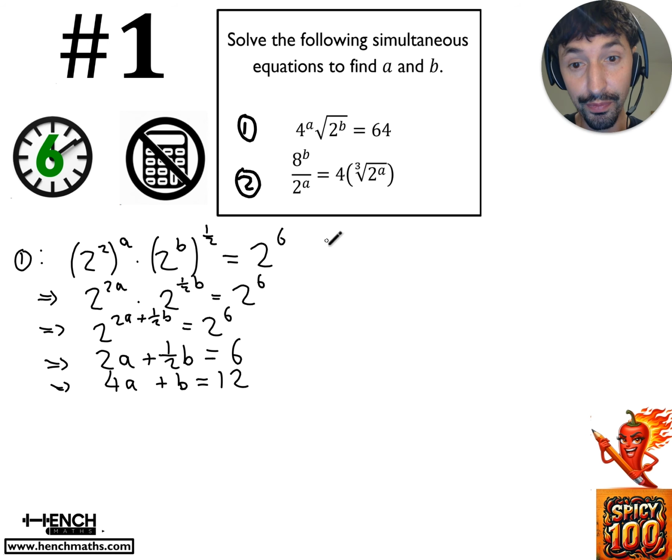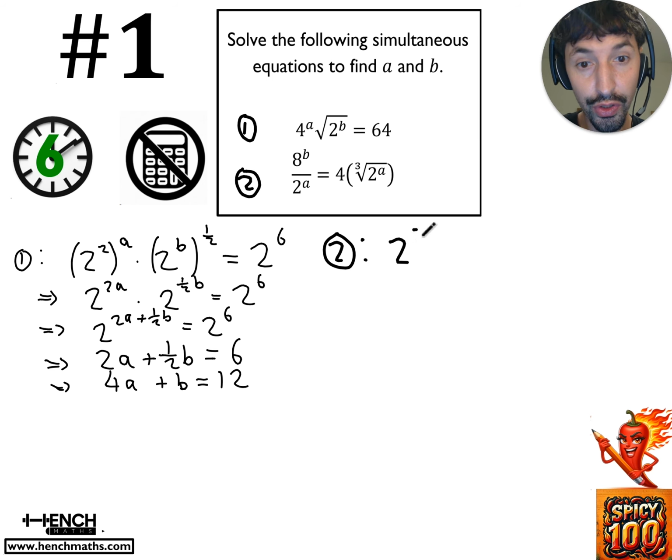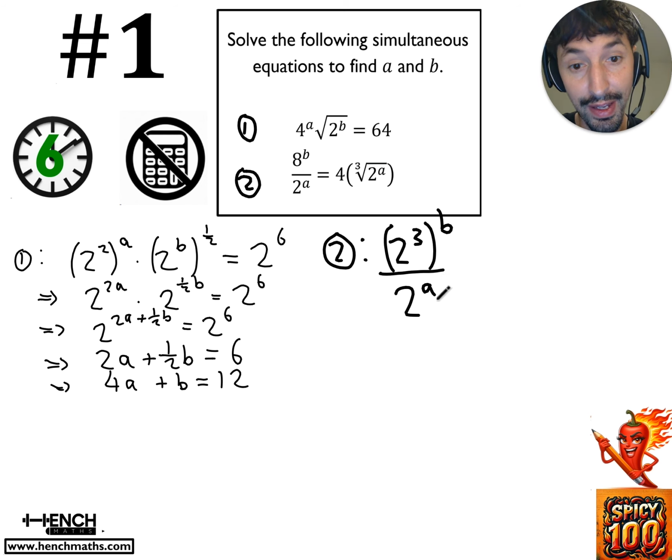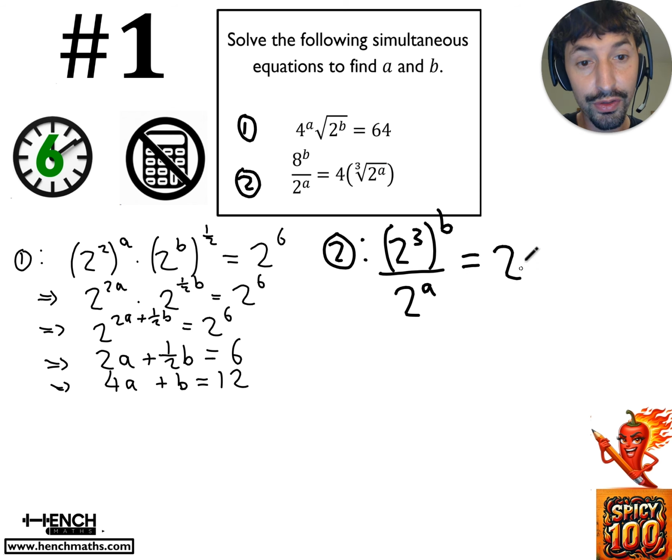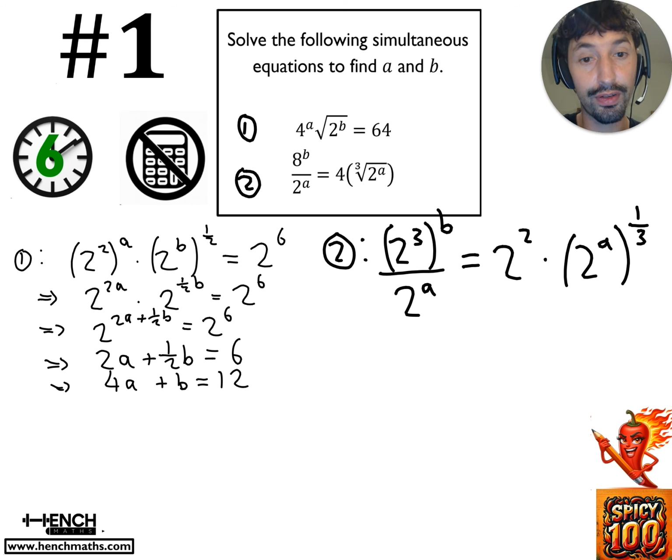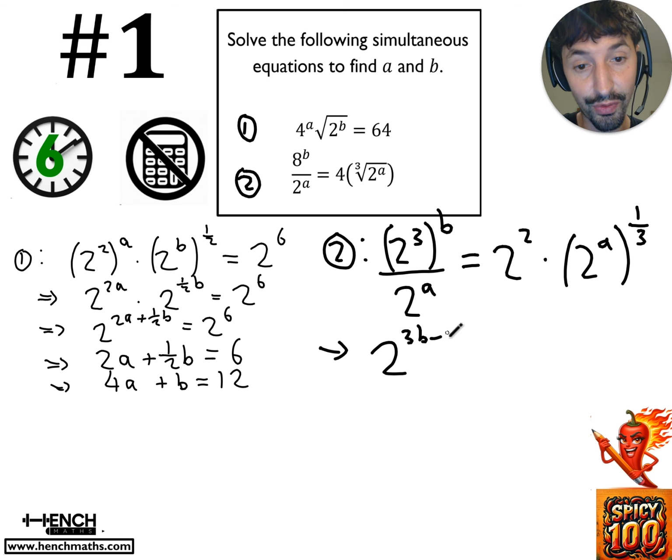Let's deal with equation 2. In the bottom equation, we've got 8, which is 2 cubed. So that's 2 cubed to the power of b, divided by 2 to the power of a. And that's going to be equal to 4, which is 2 squared, multiplied by the cube root of 2 to the power of a, so that's 2 to the power of a to the power of a third. Using our rules of indices, 2 to the power of 3 to the power of b is 2 to the power of 3b, divided by 2 to the power of a, so we get 2 to the power of 3b subtract a. Here we've got 2 to the power of a to the power of a third, which is 2 to the power of a third a.